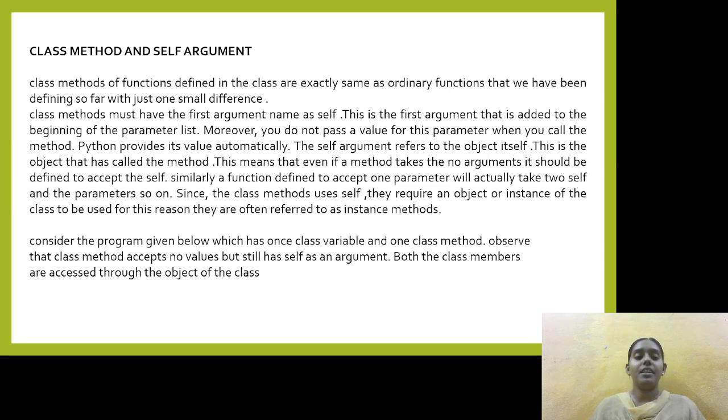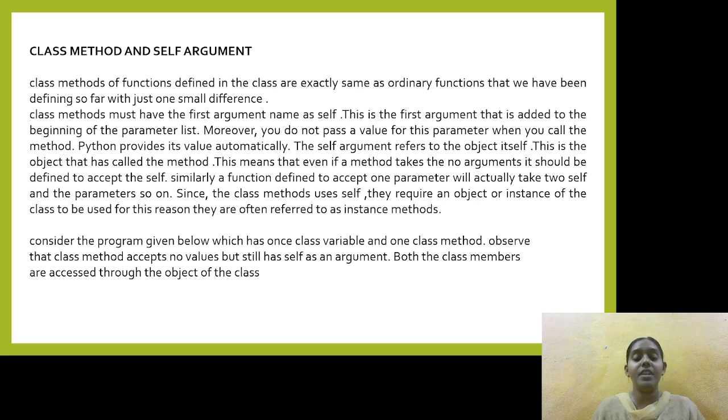Class methods or functions defined in the class are exactly the same as ordinary functions that we have been defining so far, with just one small difference. Class methods must have the first argument named self. This is the first argument that is added to the beginning of the parameter list. Moreover, you do not pass a value for this parameter. When you call the method, Python provides its value automatically. The self argument refers to the object itself. This is the object that has called the method.